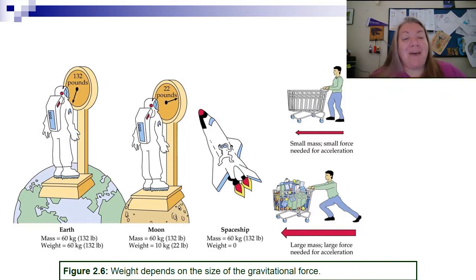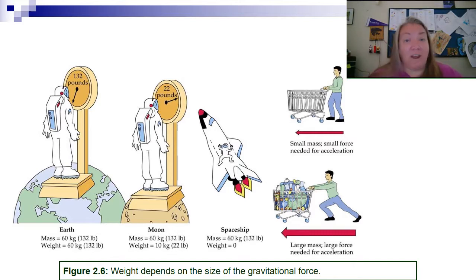So the mass is the same no matter where that astronaut is. The other number is the weight. The weight will change. The weight, if you notice, it says that it's 60 kilograms here on Earth, but only 10 kilograms of weight, again, weight, on the moon. It depends on the gravitational pull.